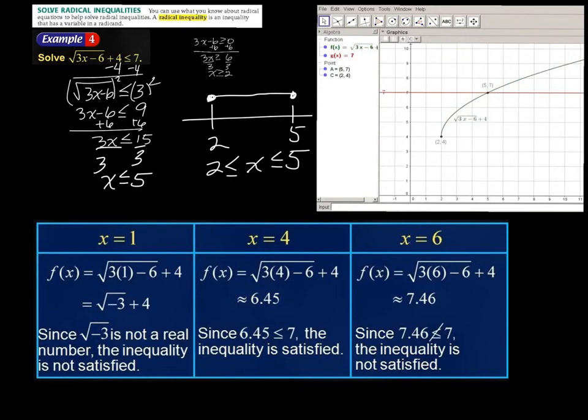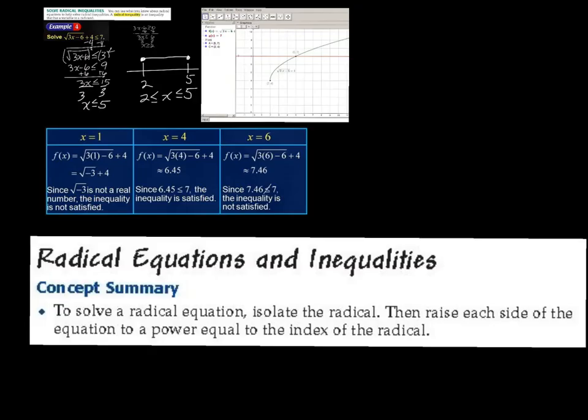I graphed our square root of 3x, oops, you can't see the plus 4. There we go, square root of 3x minus 6 plus 4. And y equals 7, found the intersection, and lo and behold, they cross at 5. So this function is going to be defined between x is 2 is the lowest point and x is 5 is the highest point. So that's a nice graphical way to check. In summary, to solve a radical equation, isolate the radical, then raise each side of the equation to a power equal to the index of the radical.